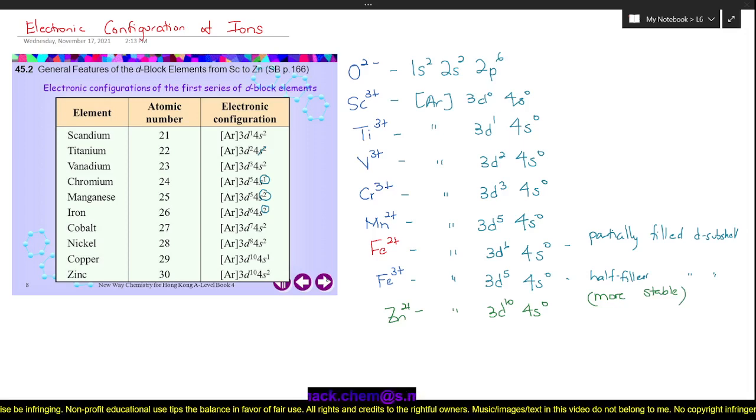And last but not least, I also look at Zn2+, where Zn2+ will lose the 2 electrons from its 4s subshell, and it will have a completely filled d subshell.